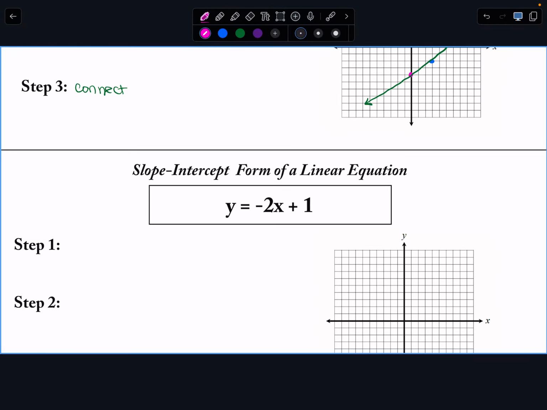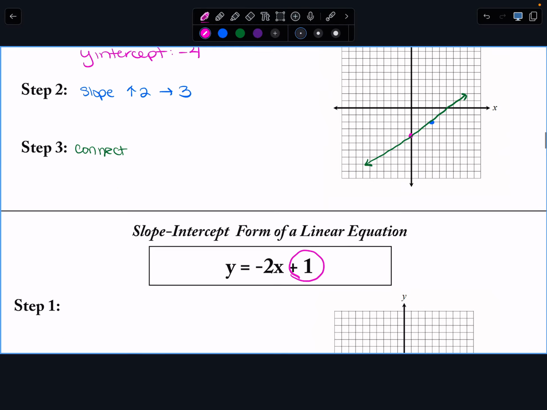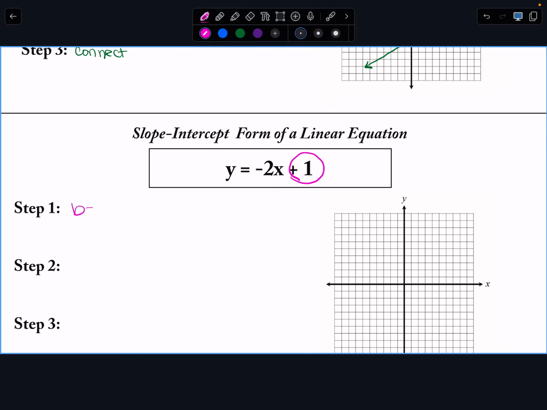Okay, so again, y-intercept first. B is equal to 1, so the y-intercept is 1. Remember, what y-intercept means is where it crosses the y-axis, so it touches the y-axis at 1. Okay, my slope now is just -2, so remember, I'm going to go down by 2 and to the right by 1. I understand some of you guys like to go up and left. I could care less. Some people like to go up and left, and that's fine.